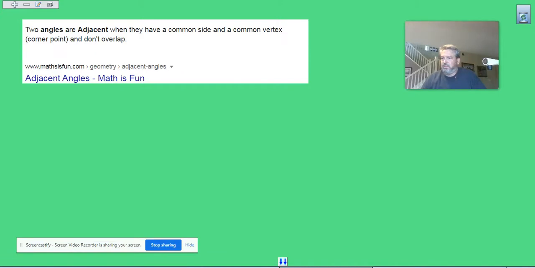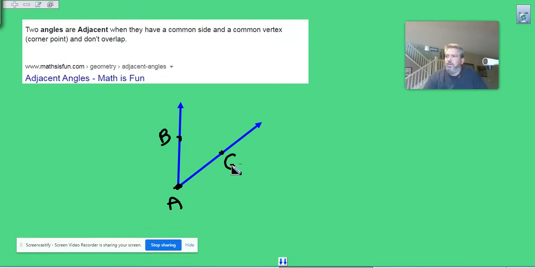Let's quickly review what is an angle. If I have two rays, and then I label the points, I'm going to call that A. Call this one B. And we'll call this one C. My computer's a little slow today. I have to give it time.